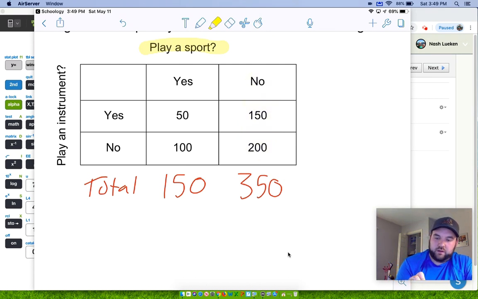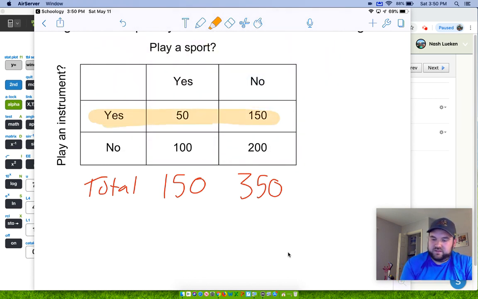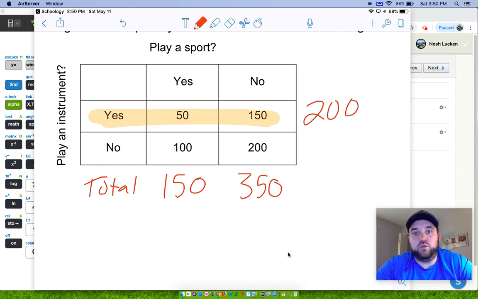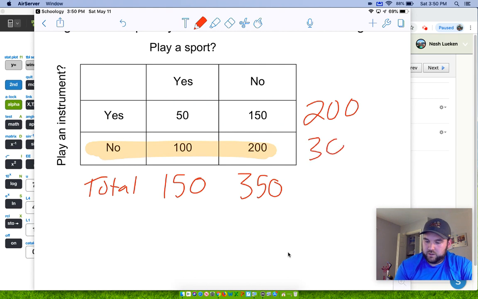Okay. Then, of course, if I read side to side or across the way, these 200 people would be all of the people who do play an instrument, right? Because they all answered yes to the question, do you play an instrument? And then these people down here would be the 300 that do not play an instrument.